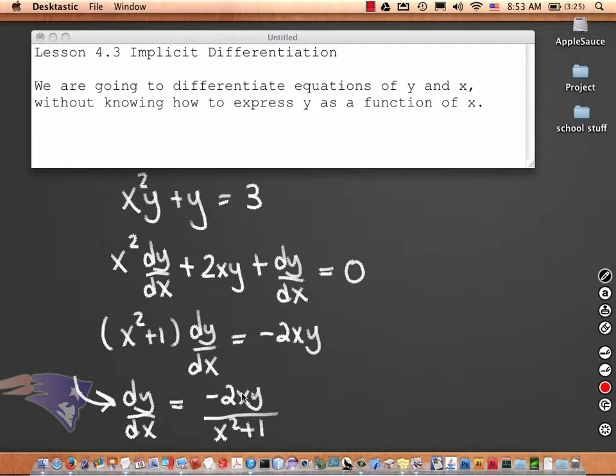Okay? Now, let's go ahead and solve this equation now for y. So let's do this part. We can factor out a y, right?